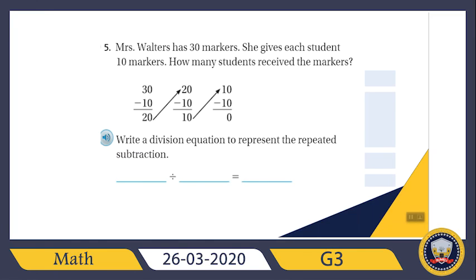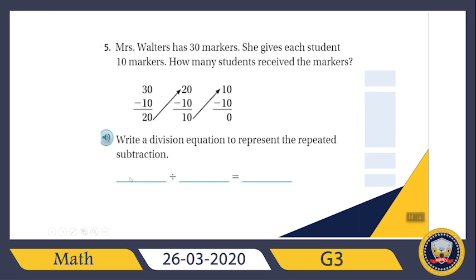Okay, right now let's check question 5. Mrs. Walters has 30 markers. She gives each student 10 markers. How many students received the markers? So, while doing division, if you want, you can use subtraction, right? It's already given here as subtraction. Write a division equation to represent the repeated subtraction.